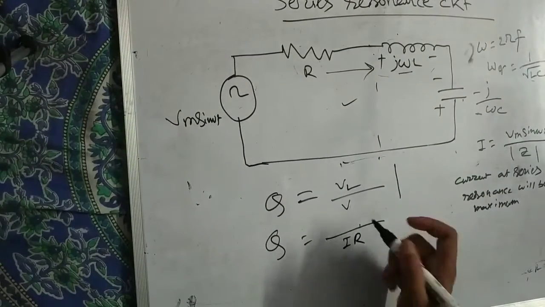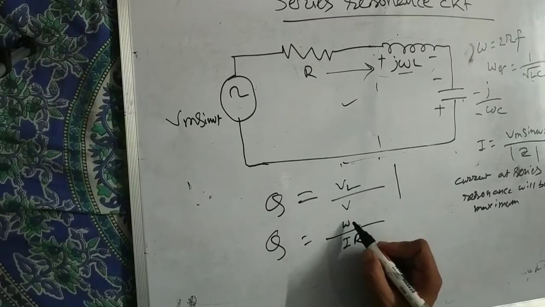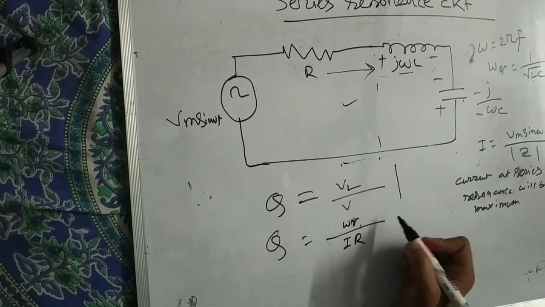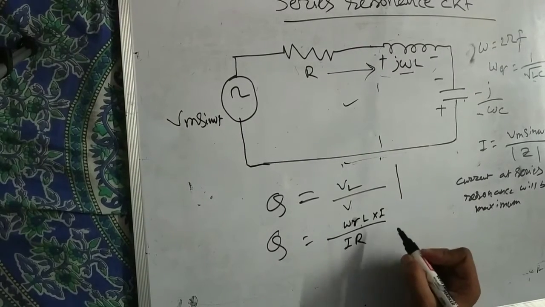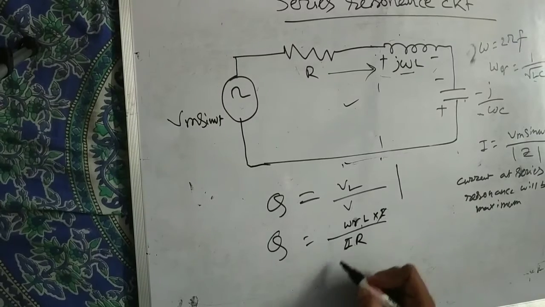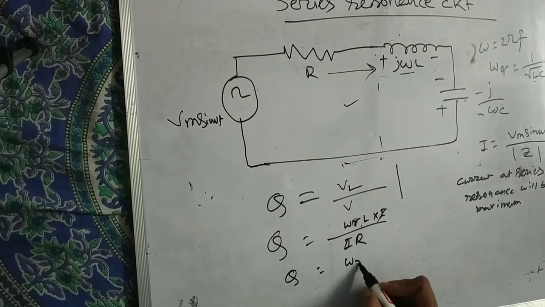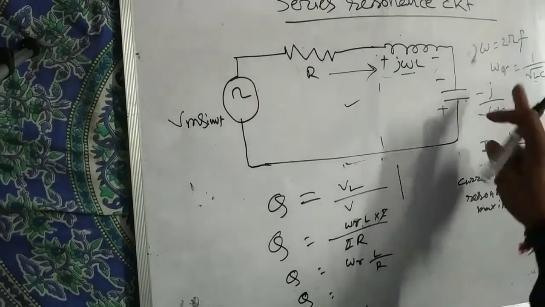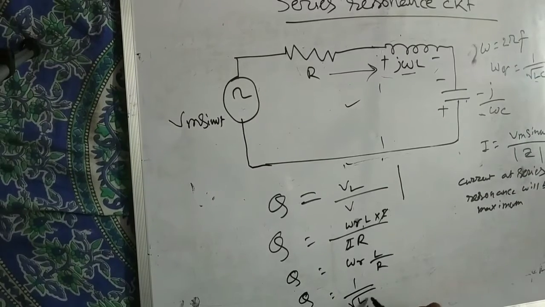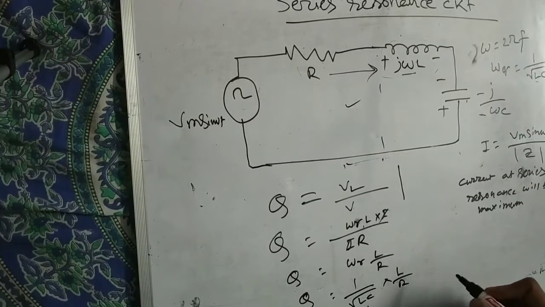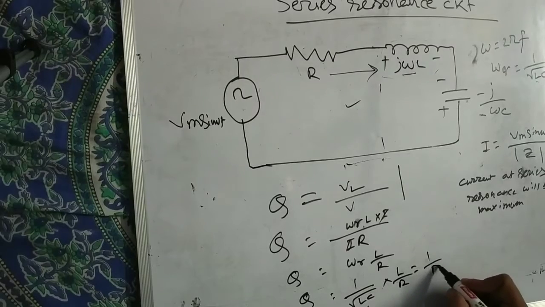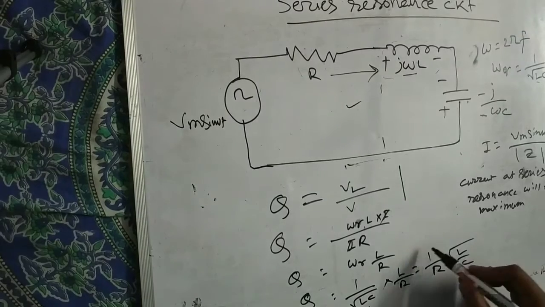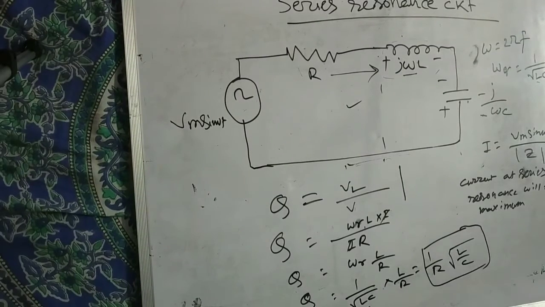The inductor voltage drop, taking the magnitude, at resonance frequency omega R, is omega R into L into I. The I cancels, so the Q factor is equal to omega R L by R. We have already derived omega R equal to 1 by root over LC, so Q equals 1 by root LC into L by R. This is equal to 1 by R root over L by C. You have to remember this formula also.